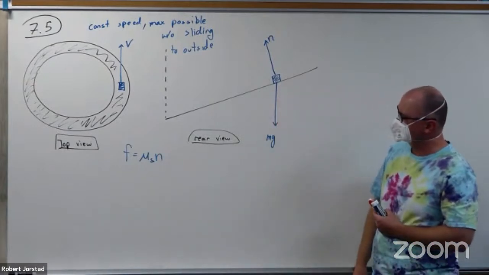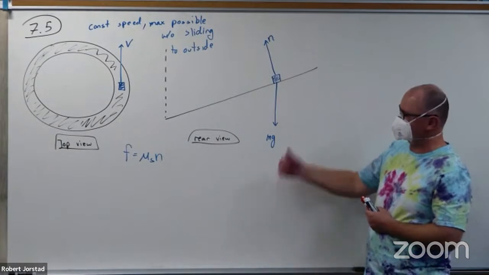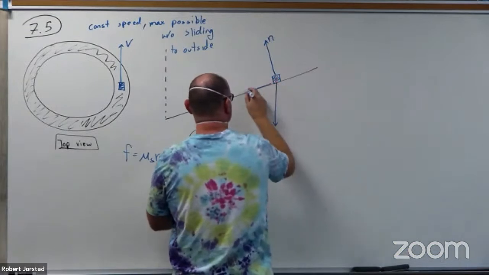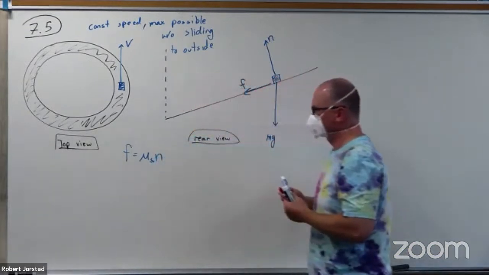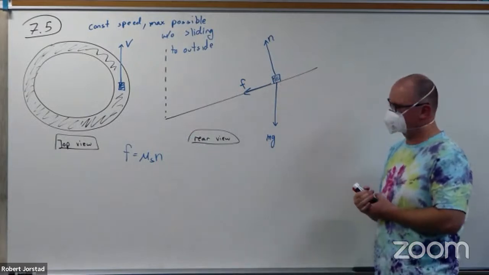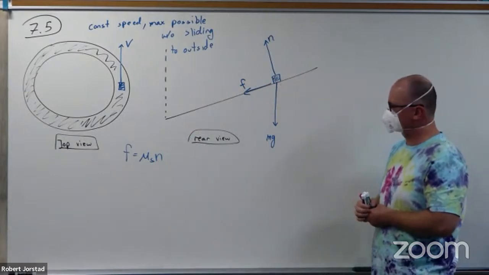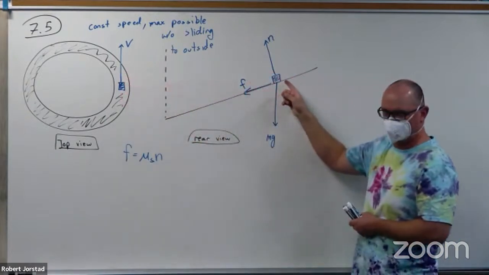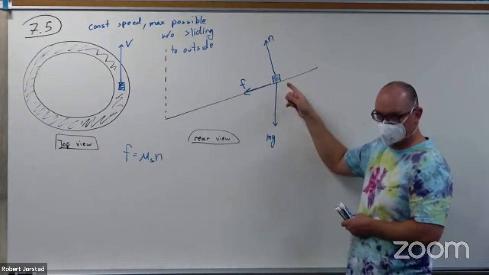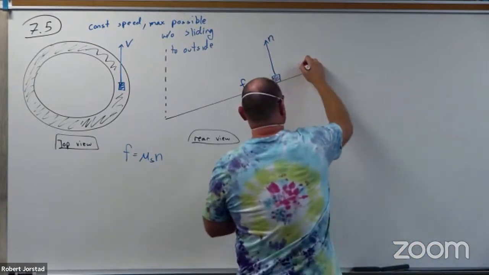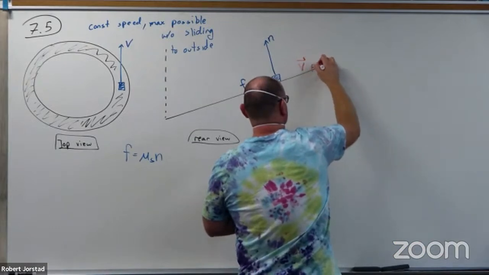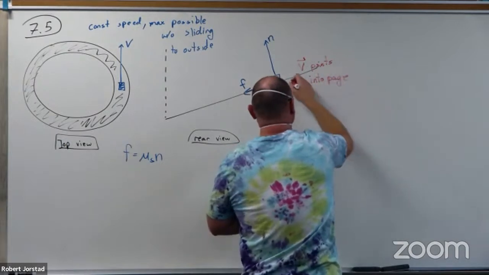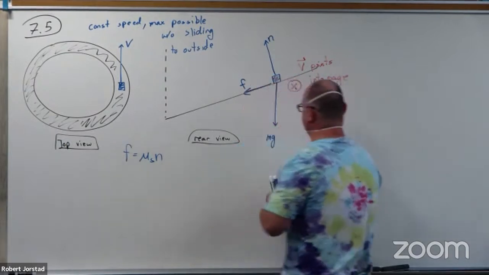Which way is friction? We're going really fast, we tend to slide out, so friction is, yes, down the hill. Remind me, which way is this car moving in this picture? From the top view, it's going this way. So if this is the same instant in time, it would be going into the page. That's an X, right?